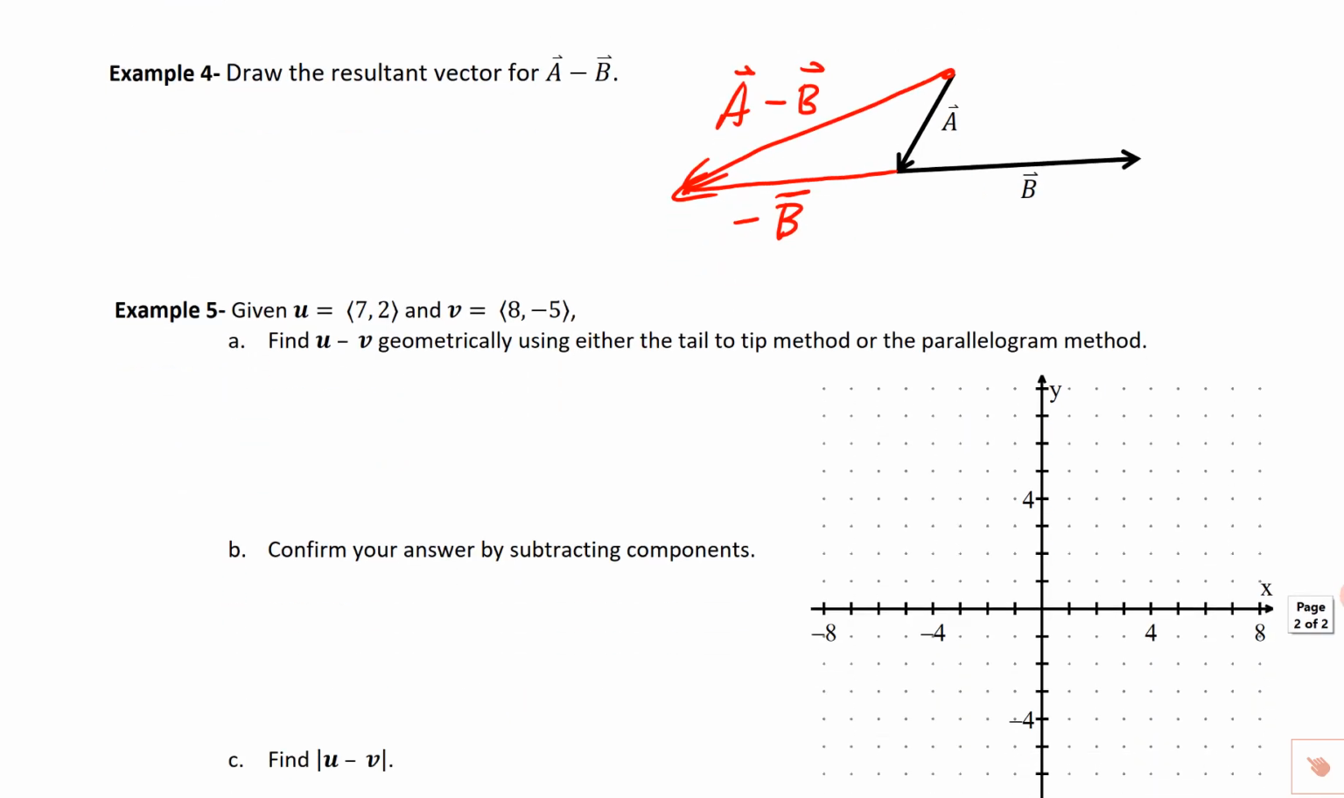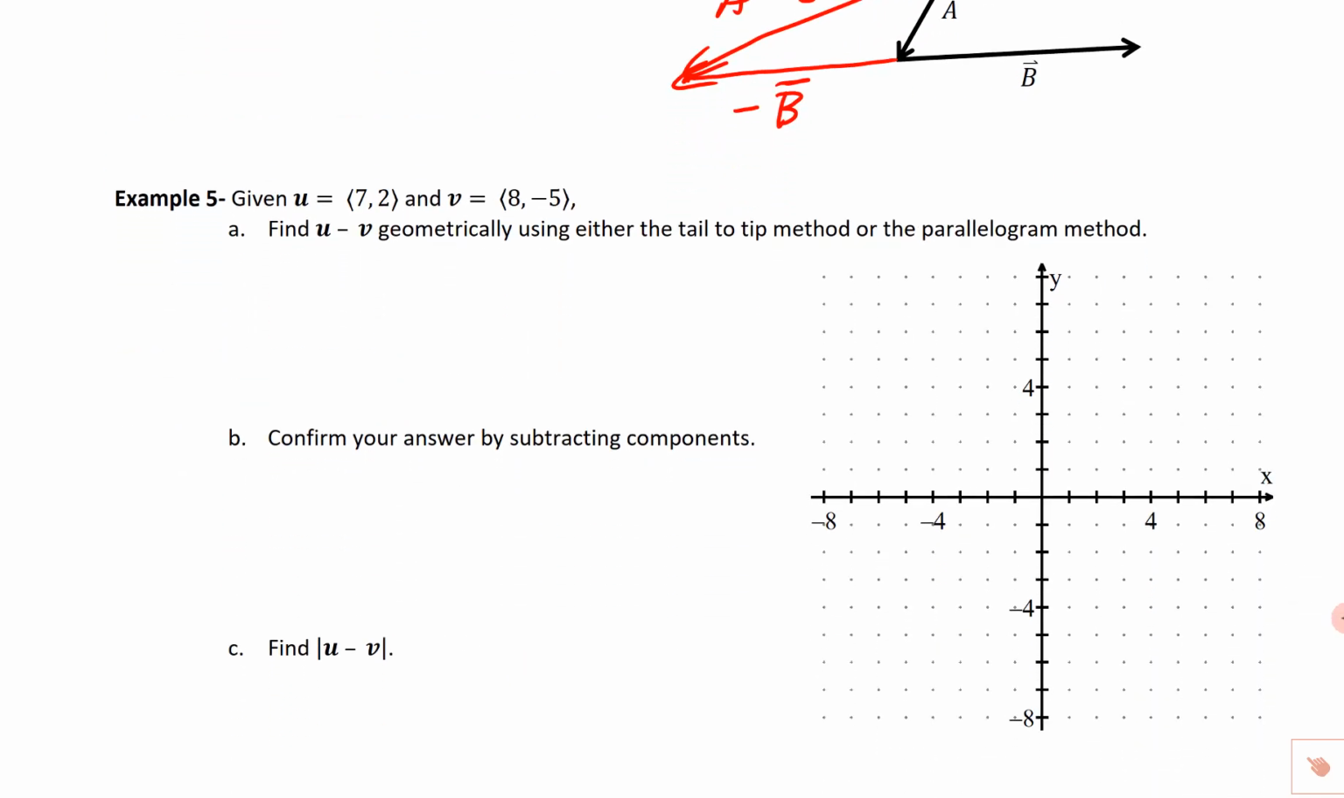Now, we're going to come down here and take a look at an example where we can graph this and have all the pieces shown. So vector U is 7, 2, so we're going to go over 7 and up 2. So we go from the origin over to there. This is vector U. And then vector V is 8, negative 5, so over 8 and down 5. Over 8, down 5, that would be this. Okay, so there's vector V.